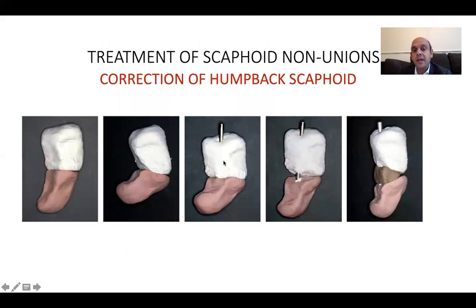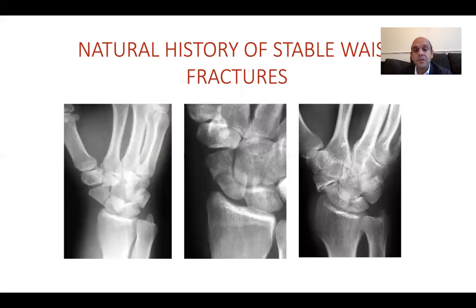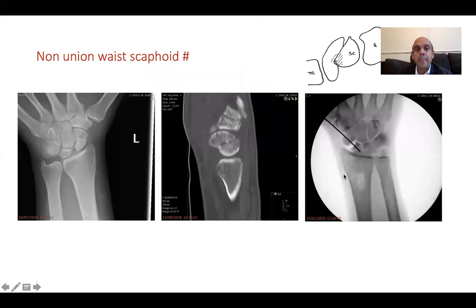And this is how you correct it. So waist, volar approach, that's a normal scaphoid, normal intrascaphoid angle, humpback scaphoid, and you gradually correct it, then a K-wire, then a corticocancellous graft, as we saw in those pictures, in the operative pictures. Stable waist, you can see no sclerosis. Eventually sclerosis happens, but it's not going to tip into humpback. There's no SNAC happening here.